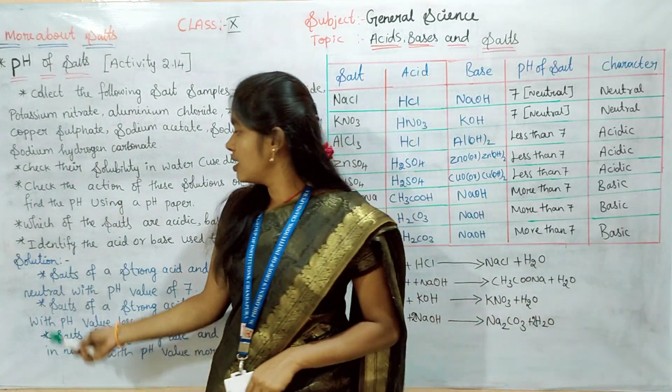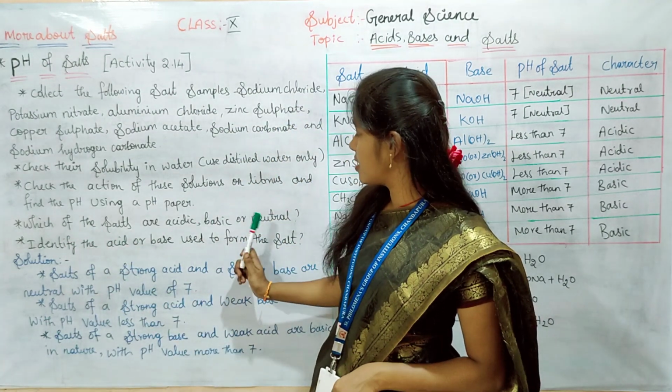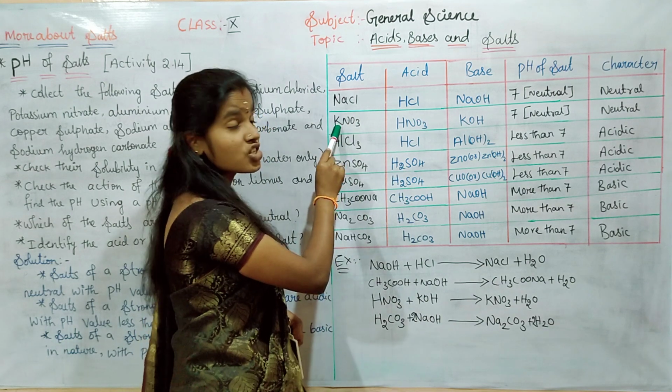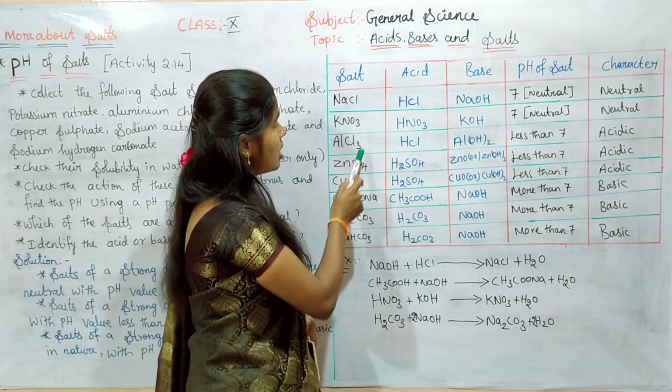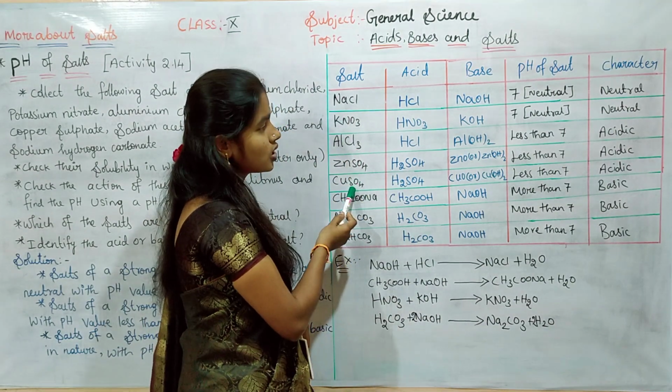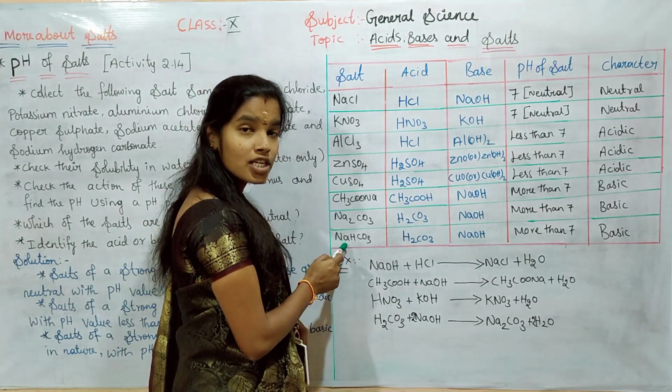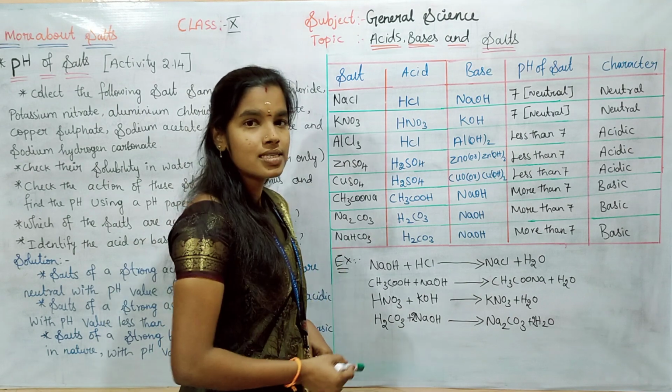So we have to list which of the salts are acidic, basic or neutral. So the first two, which are sodium chloride and potassium nitrate, are neutral in nature. Aluminium chloride, zinc sulfate and copper sulfate are acidic in nature. Sodium acetate, sodium carbonate and sodium hydrogen carbonate are basic in nature.